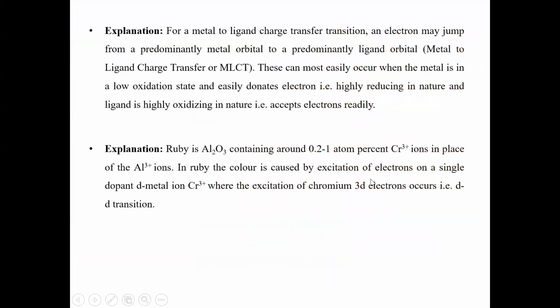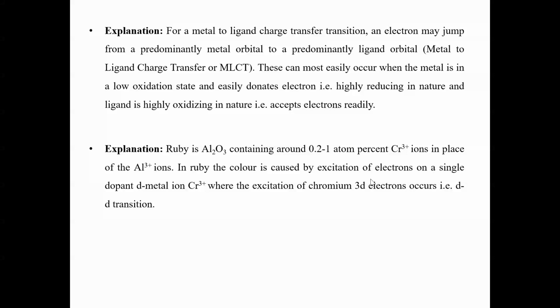Okay, so here is the explanation. I have already explained, for a metal to ligand charge transfer transition, an electron may jump from a predominantly metal orbital to a predominantly ligand orbital, right? So these can mostly occur when the metal is in a low oxidation state, right? That means it is rich in electrons, and it can easily donate, right?